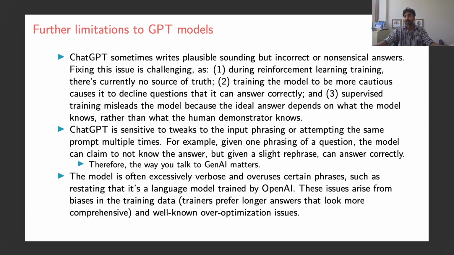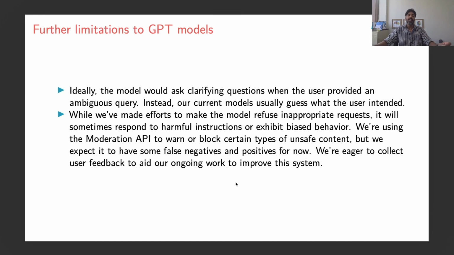So they've actually addressed many of these issues over time. It's not as frequent in these models as it once was, but they can still emerge, so it's something important to be aware of. Ideally, the model would ask clarifying questions when the user provided an ambiguous query, but instead, the models from ChatGPT at least usually guess what the user intended, and this is to provide maximal functionality.